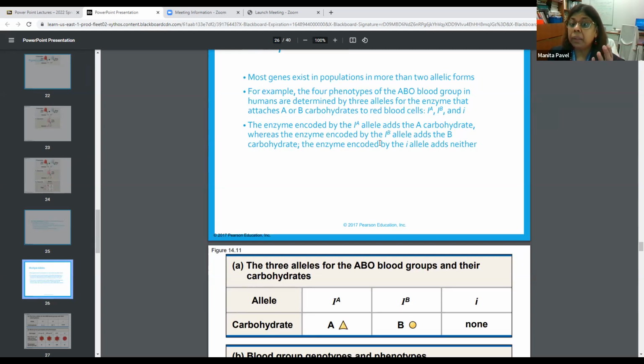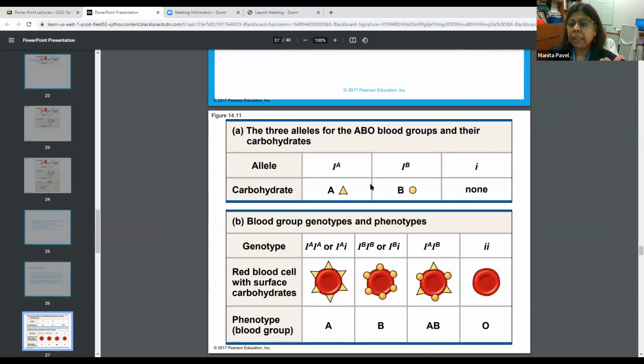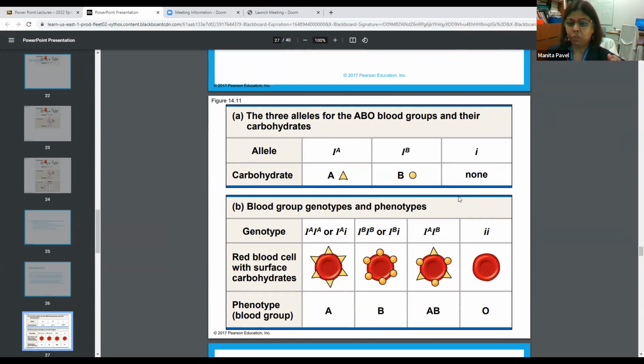The enzyme encoded by the IB allele adds the B carbohydrate. And the enzyme encoded by the lowercase i will add neither A nor B carbohydrates. So the alleles are IA, IB, and lowercase i, meaning no carbohydrate is going to attach to that blood type. Carbohydrate A is triangular, carbohydrate B they represent as a circle, and lowercase i has no carbohydrate attaching.